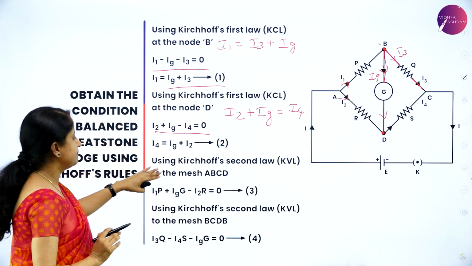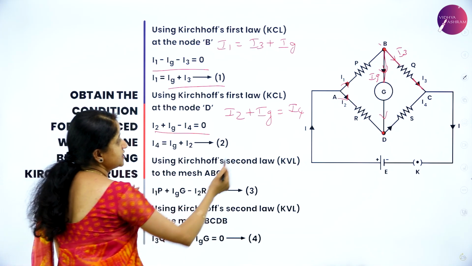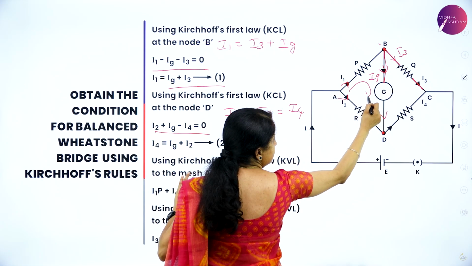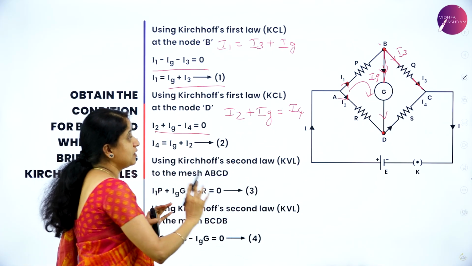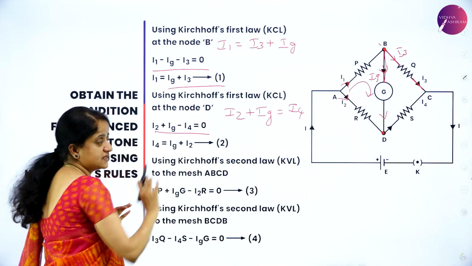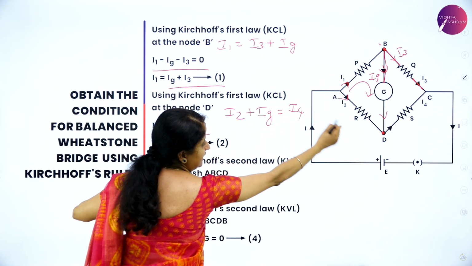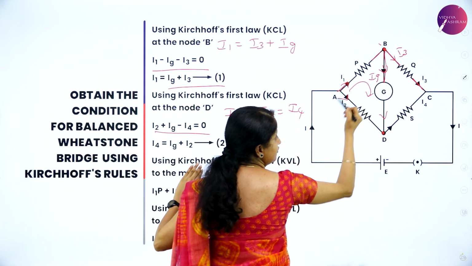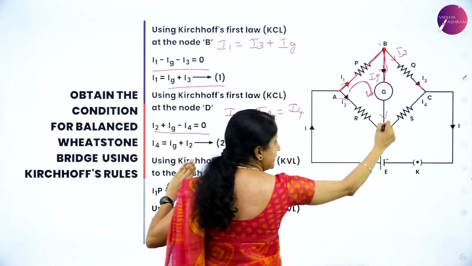Now, let us apply Kirchhoff's second law, that is KVL, to mesh A, B, D and A, and my direction of observation is like this. So, IR product is considered as positive if the direction of observation is along the direction of current across the resistor. So, according to KVL, to the mesh A, B, D and A, we get I1P positive because my direction of observation is in this way. In this direction I am observing.